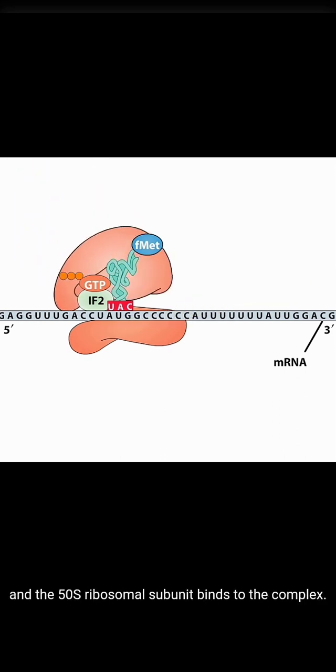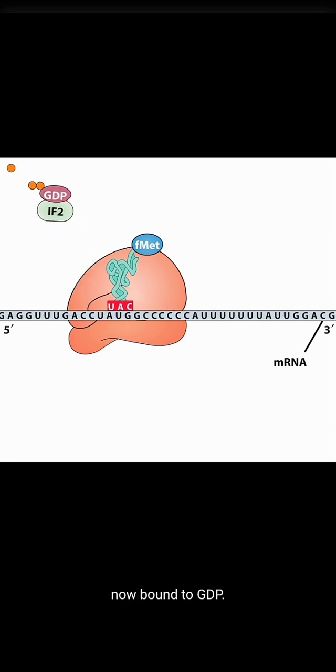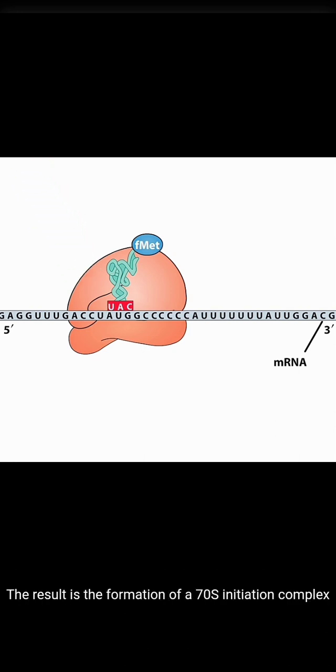binds to the complex. This association triggers the hydrolysis of bound GTP and the release of IF2, now bound to GDP. The result is the formation of a 70S initiation complex that is ready to begin peptide bond formation during the elongation stage of translation.